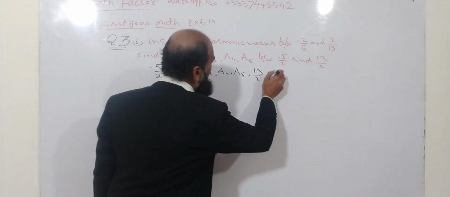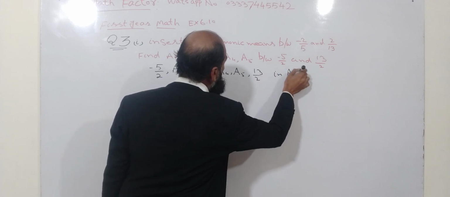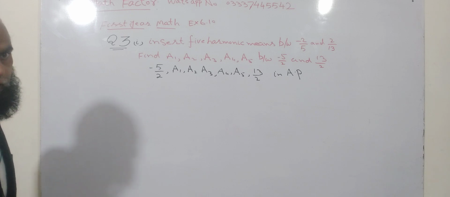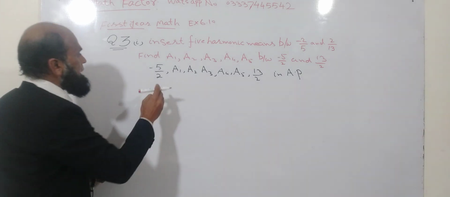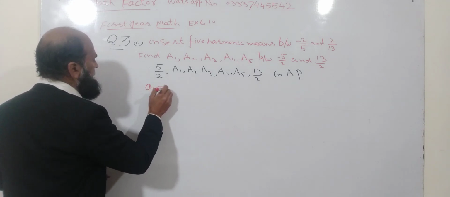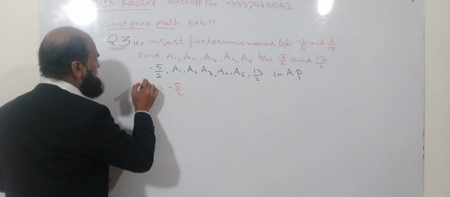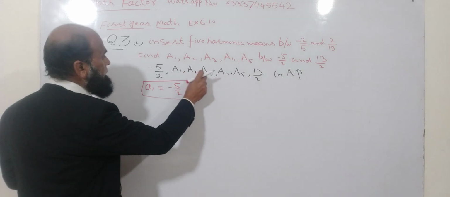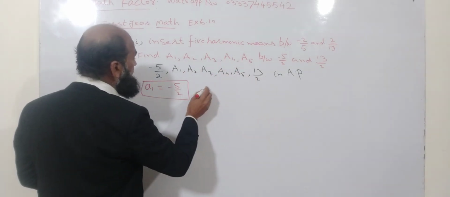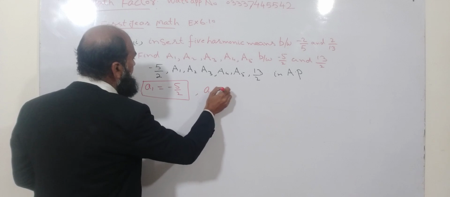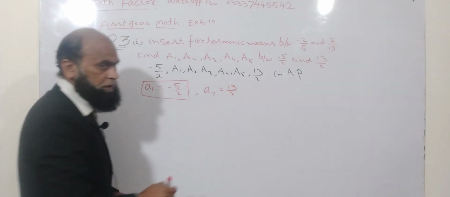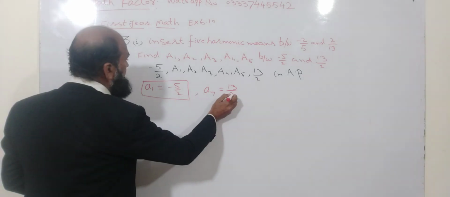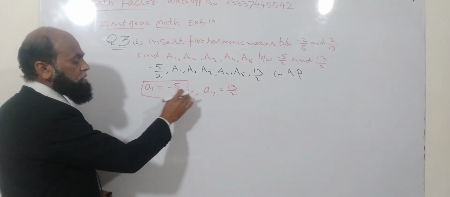These terms are in AP, meaning arithmetic progression. Here we see first term a1 is equal to minus 5 by 2. And 13 by 2 is the first, second, third, fourth, fifth, sixth and seventh term of the AP. A7 is equal to 13 by 2. When A7 is equal to 13 by 2, we find the value of D by using A7.